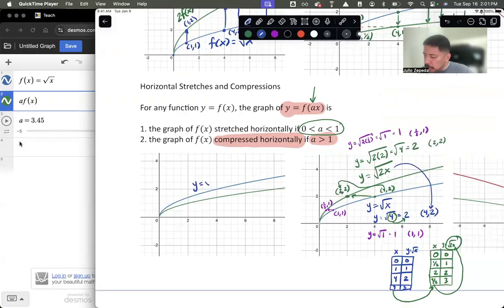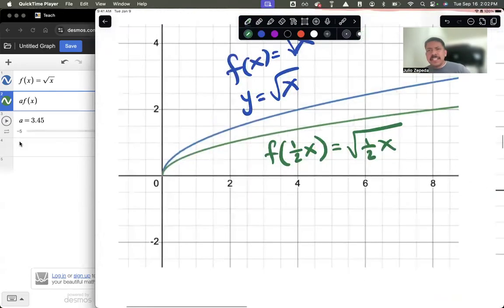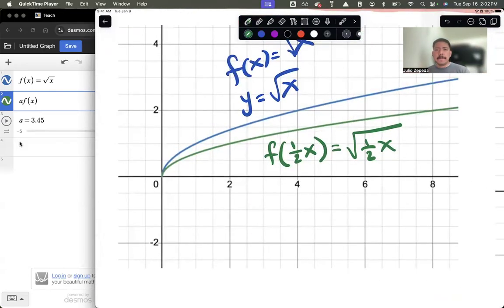y equals the square root of x is the parent function. Oops, I was calling it f of x, no big deal, but f of x equals the square root of x is in blue. And f of x equals the square root of 1/2 x. And so why does this stretch horizontally? Well, the point 4 comma 2, if we want this same y value of 2 in this new function, remember we had to plug in 4 into the basic square root of x function because the square root of 4 is 2.